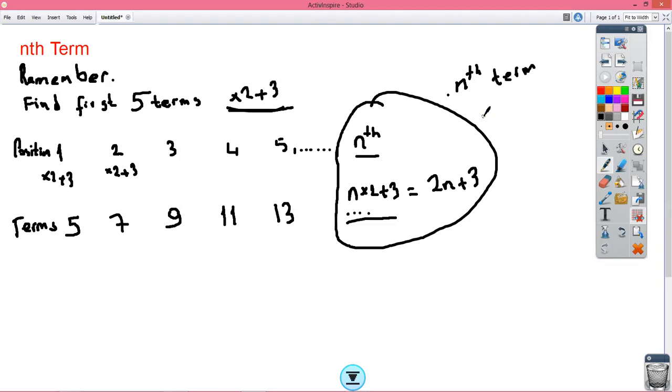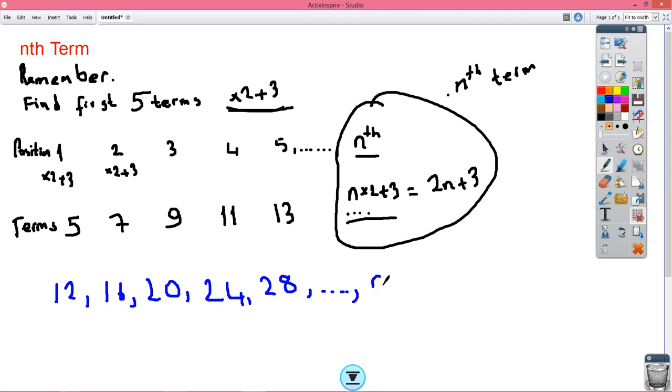Let's give another example here. Let's say we have another sequence like this one: 12, 16, 20, 24 and 28. Now the question is this one: how are we going to find the nth term? How will we find the nth term?